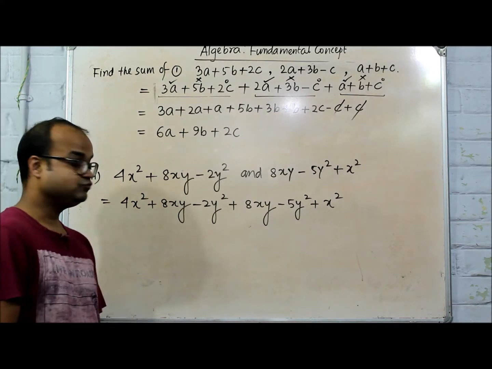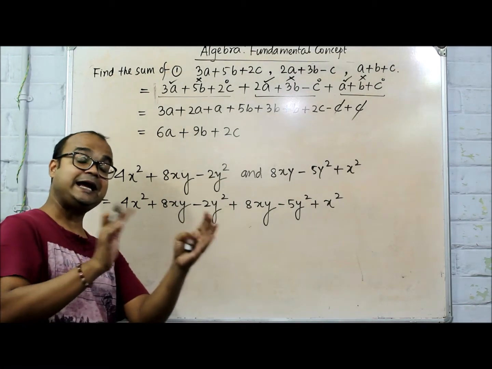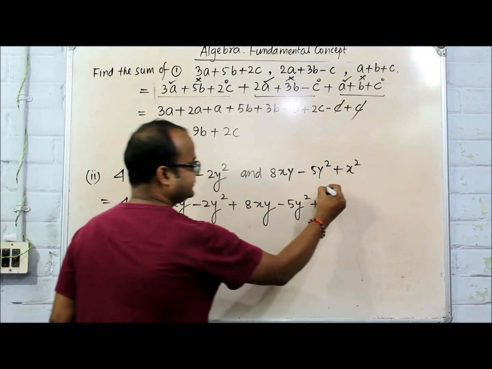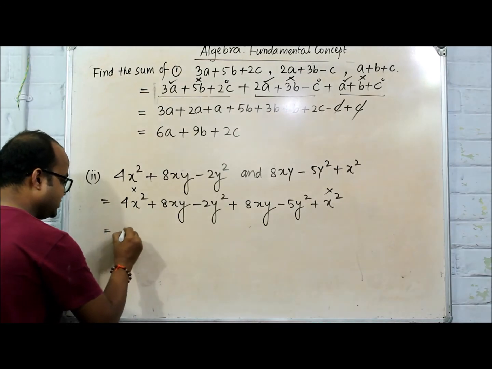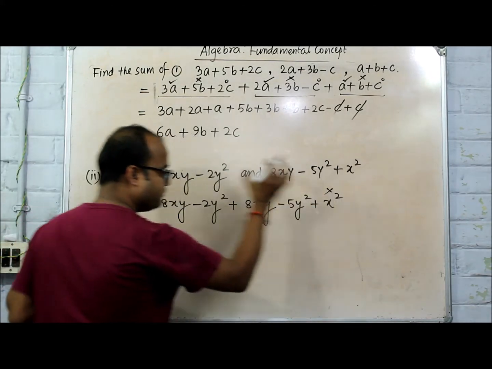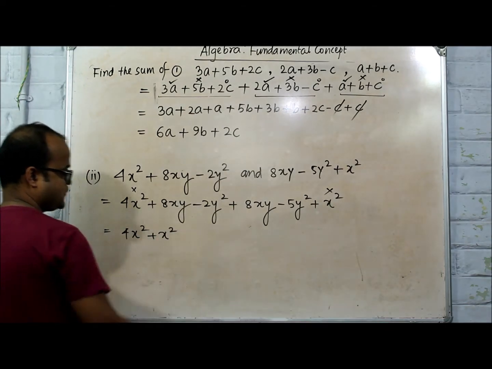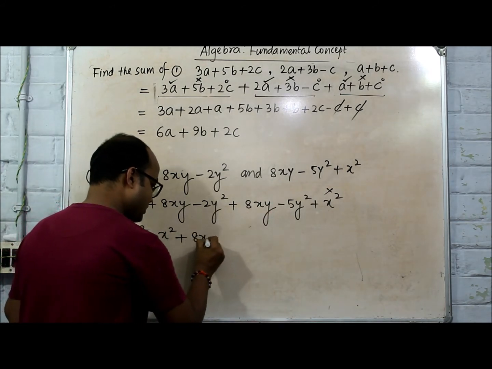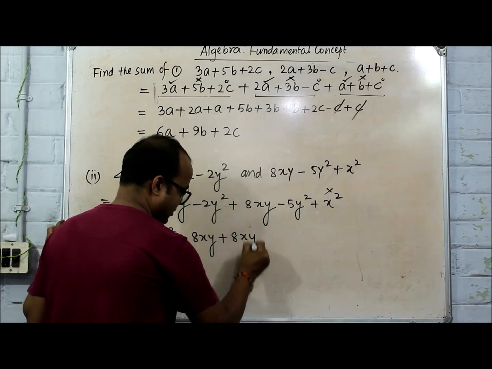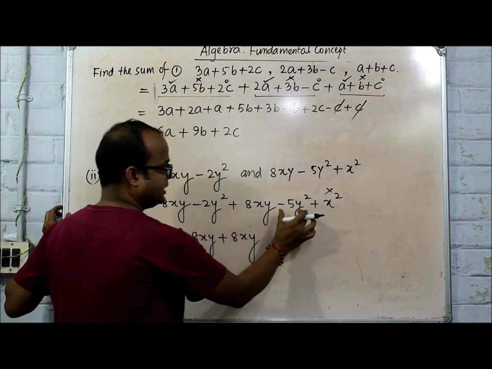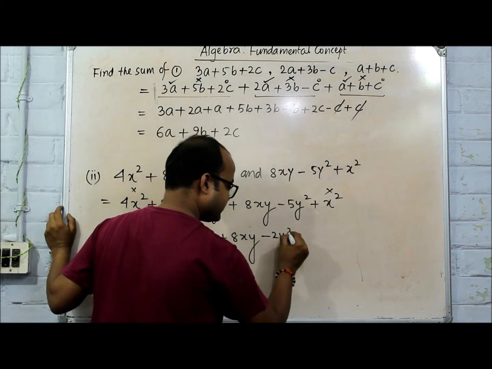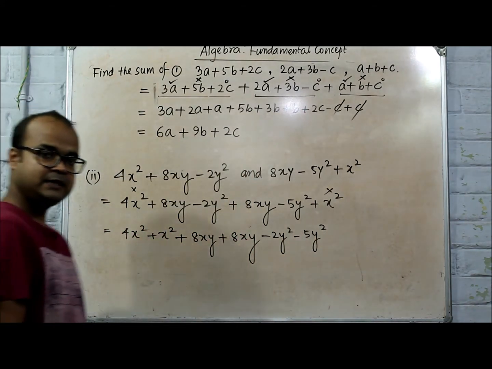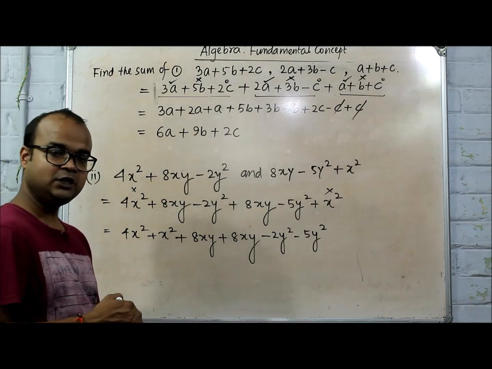What is our next job? Next, we need to separate and rearrange the like terms together. X square is a like term, so we'll keep these two terms together: 4x square and plus x square, plus 8xy plus 8xy, minus 2y square and minus 5y square. Clear? Now we'll perform the operation.